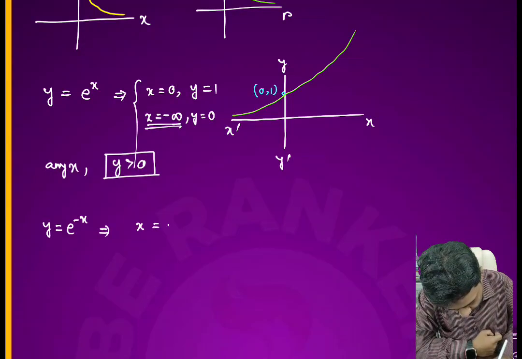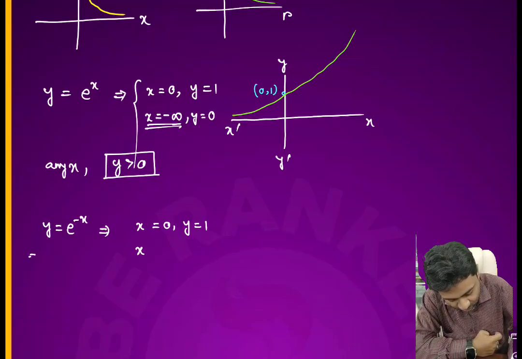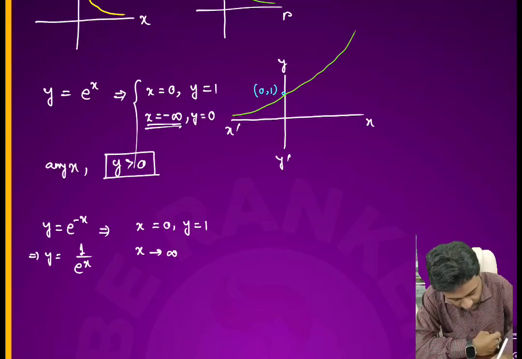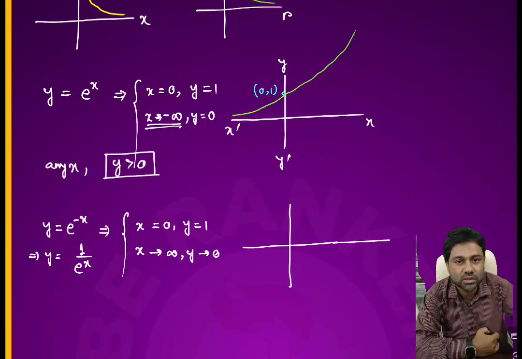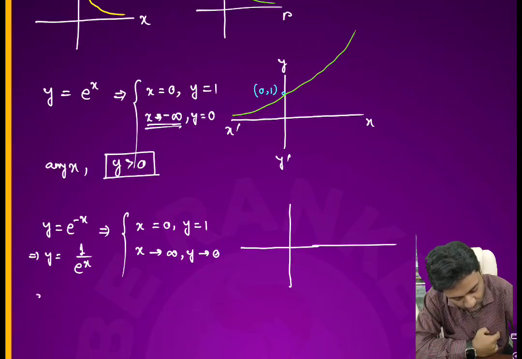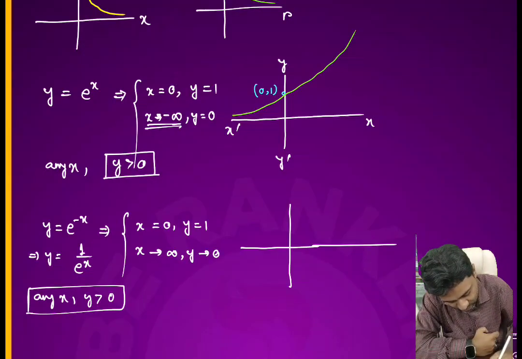And if y equals to e to the power minus x, the scenario is reversed. Here you can say for x equal to 0, y is again 1. This value is actually y equal to 1 by e to the power x. And if x tends to infinity, y tends to 0. So as the value of x increases, the graph goes towards 0. And also it cannot have any negative part, because for all values of x, y is always positive. For any x, y is greater than 0.